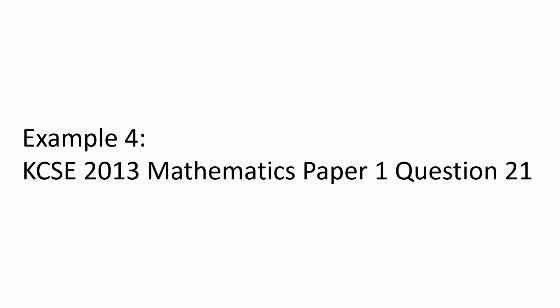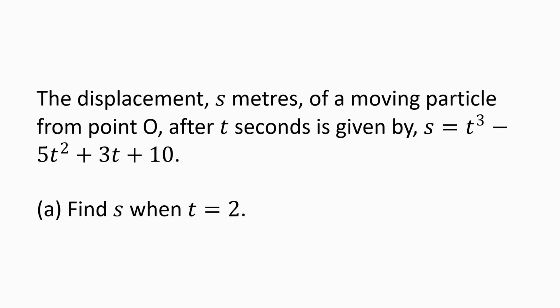Example 4 has been obtained from KCSE 2013 Mathematics Paper 1, question 21. The displacement s meters of a moving particle from point O after t seconds is given by s equals t cubed minus 5t squared plus 3t plus 10. Part A, find s when t equals 2. So this is a direct substitution.